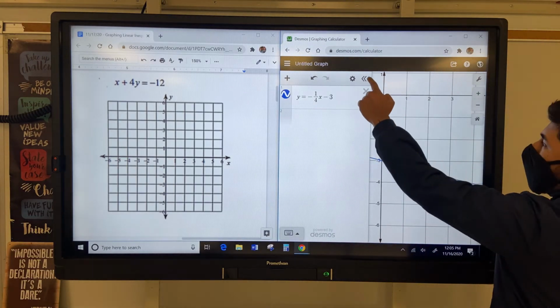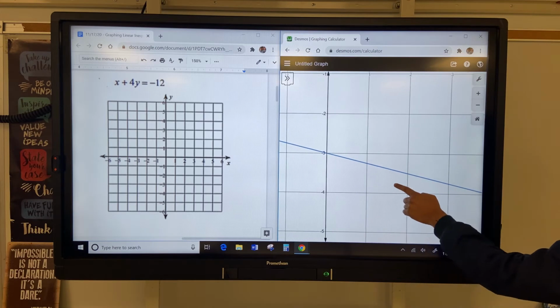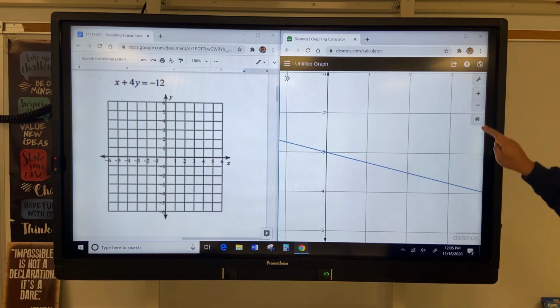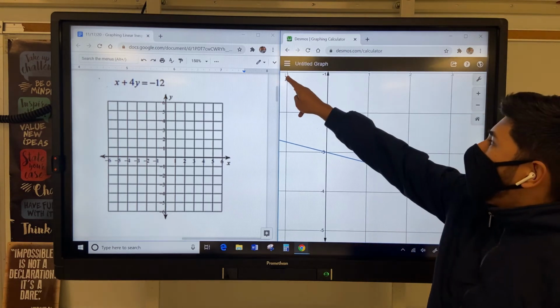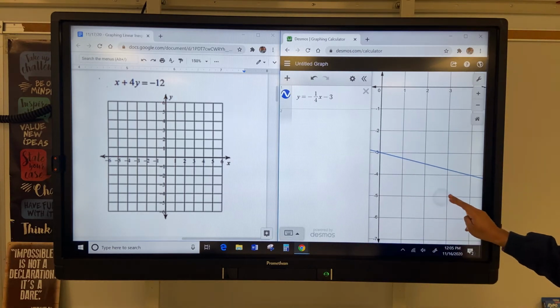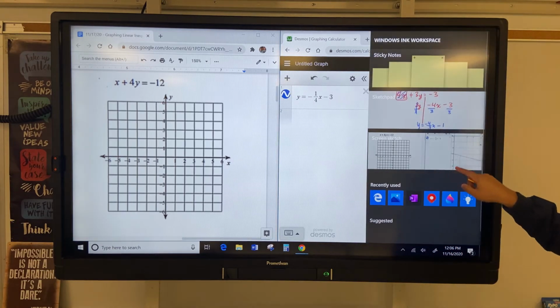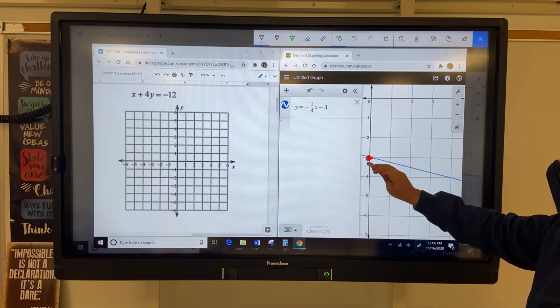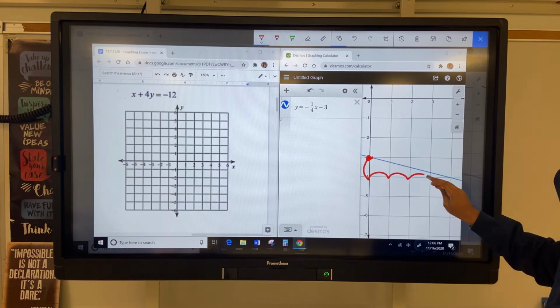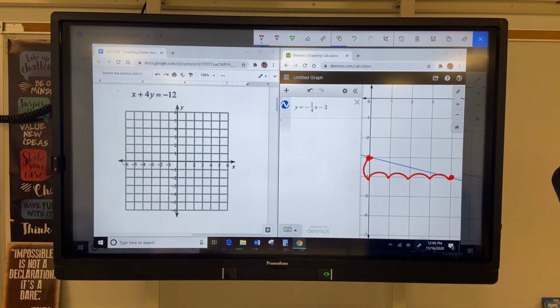Let me move this out of the way. Boom. I went too much. It went too hardcore. Sorry. Boom. Started at -3. We went down 1. 1, 2, 3, 4. Boom.